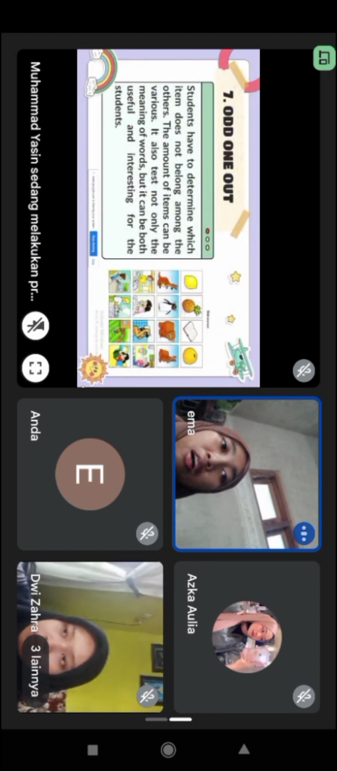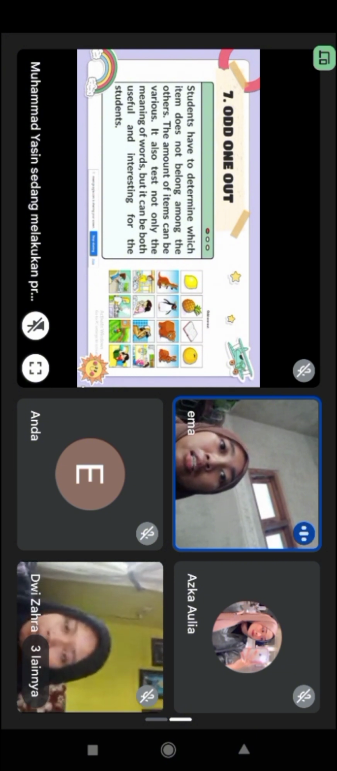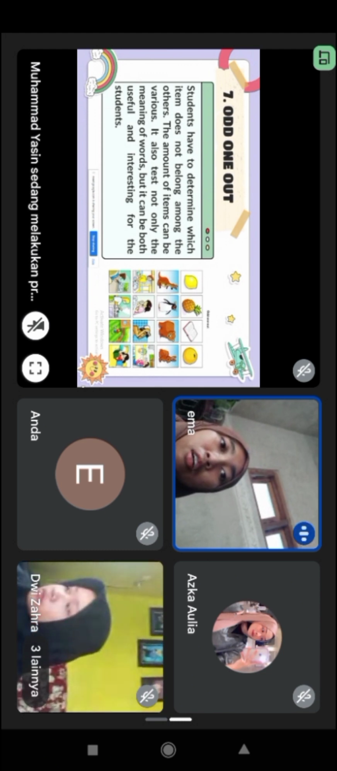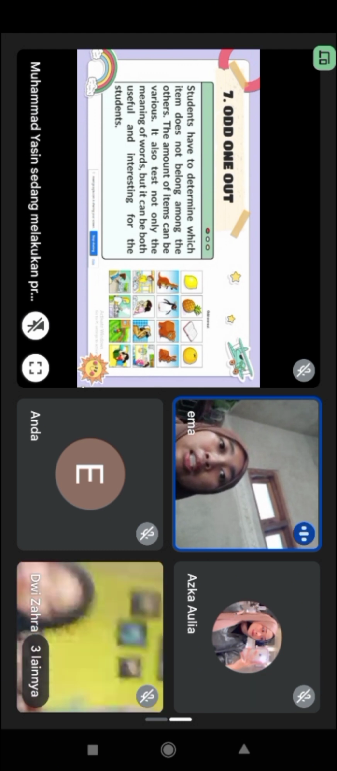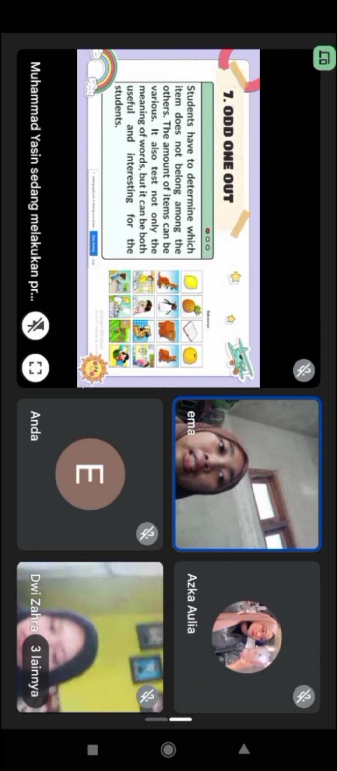Number 7, odd one out. Students have to determine which item does not belong among the others. The amount of items can vary. It also does not alter the meaning of words, but it can be both useful and interesting for the student.